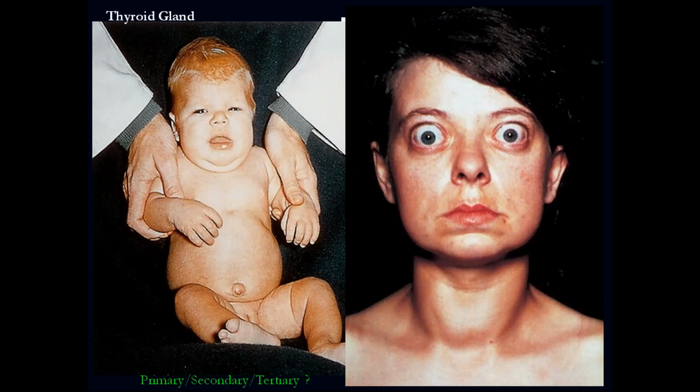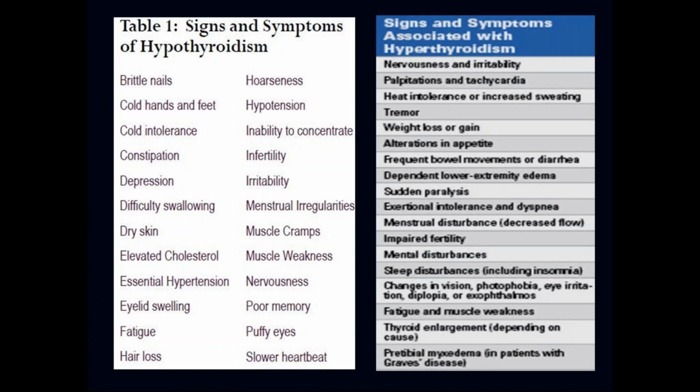Let's talk about the signs and symptoms of hypo and hyper. Especially in this pharmacology class, you must know very, very well the signs and symptoms of hypo and hyperthyroidism. Why? Because if you are hypothyroid, you receive T3 and T4. But if you receive too much T3 and T4, from hypo you're going to get signs and symptoms of hyper.